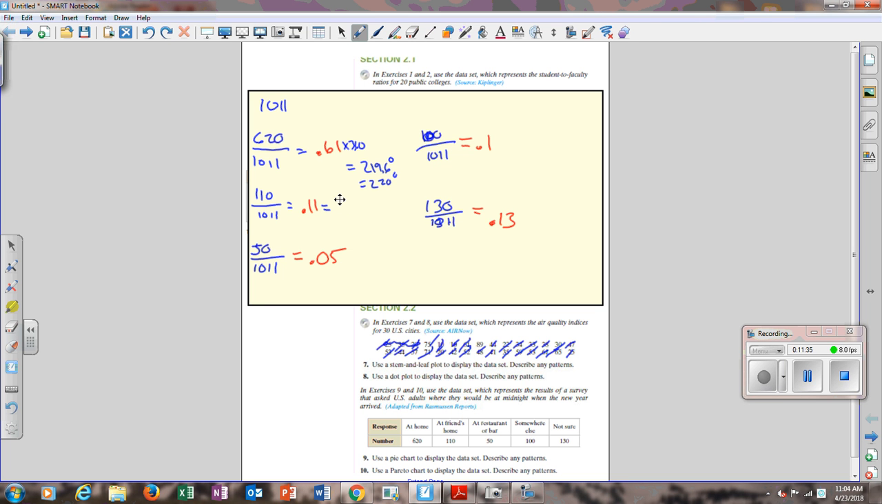This one will be 39.6 or 40 degrees. This one will give you 18 degrees. This will give you 36 degrees. And then this last one will give you about 47 degrees. Now because I ended up rounding them all up, it's going to go over 360, but it's going to be pretty close.